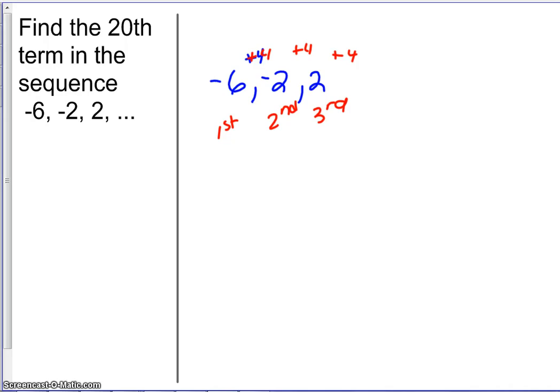And I hope you're saying what I'm saying. There's got to be an easier way. And that's what we're going to get at. There's got to be an easier way.